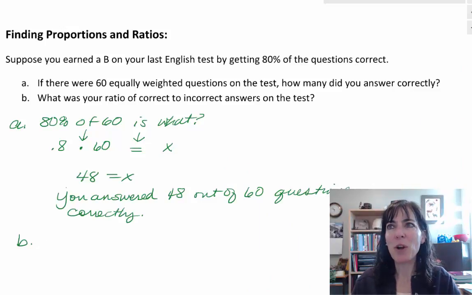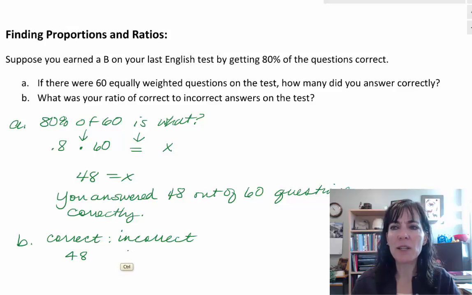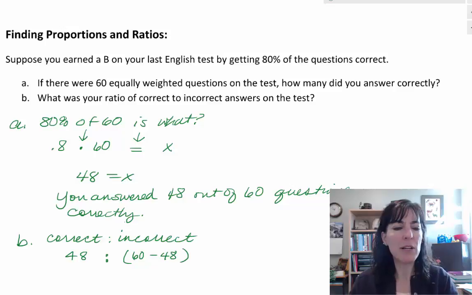And I have a part B. Part B. What was your ratio of correct to incorrect answers on the test? So if we want correct to incorrect, then I would want to find how many correct. I already know 48. And to find the incorrect, it's going to be 60 minus 48. And if I do 60 minus 48, I get 12. So I have 48 to 12.